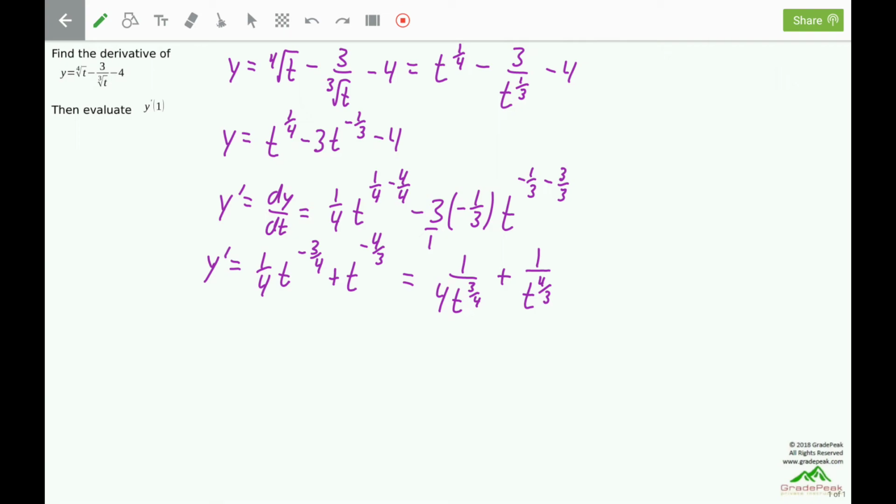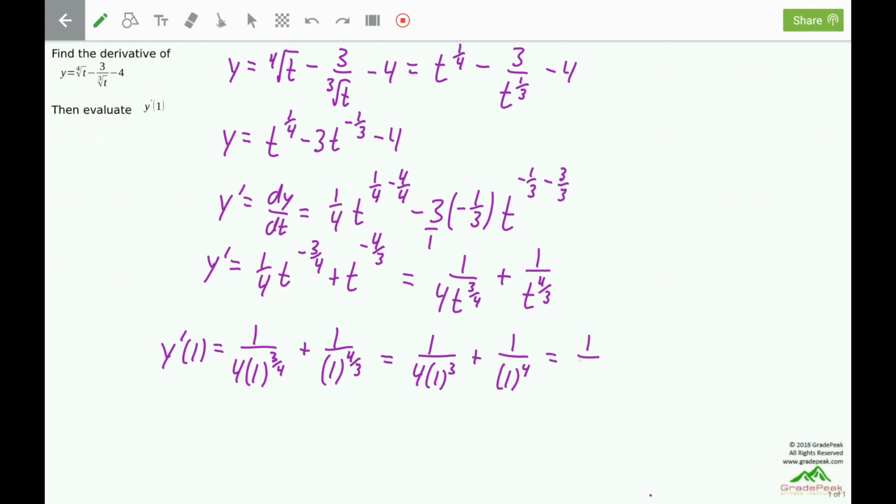The next thing we can do is evaluate y prime of 1, which means to plug a 1 in for each of the t's. That'll be 1 over 4 times 1 to the 3/4 plus 1 over 1 to the 4/3. That first term is 1 over 4 times 1 to the 3/4. That means take the fourth root of 1, which is a 1, and then cube that. Plus 1 over 1 to the 4/3, which means to take the cubed root of 1, which is 1, and take that to the 4th power.